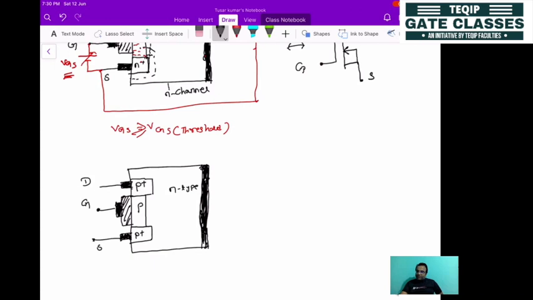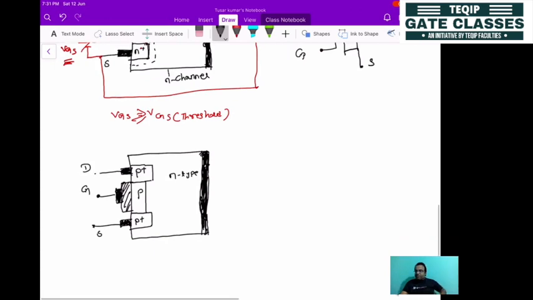plus. So if you see here, drain as well as source, both are having a P plus type material, and P plus type material you people might be knowing. So this is P plus type, meaning holes are the majority carriers. Okay, holes are the majority carriers. Now let's apply the biasing voltage.